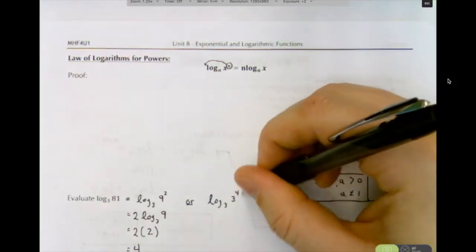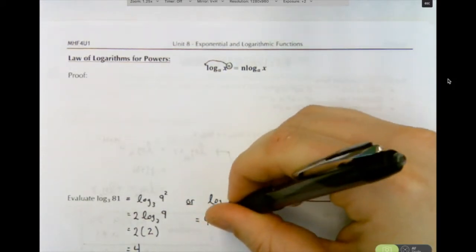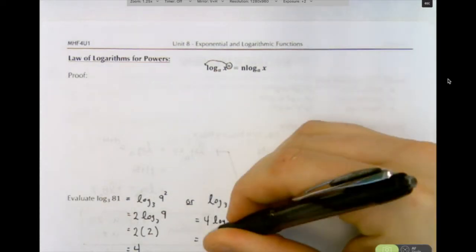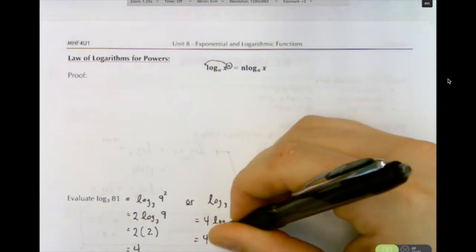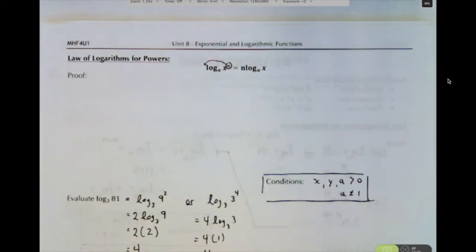We can bring that exponent in front of the logarithm and rewrite it as 4 times log of 3 base 3. What exponent do we have to raise 3 to get 3? The answer is 1, and 4 times 1 is 4. So there we have it. 2 examples demonstrating how to use the law of logarithms for powers.